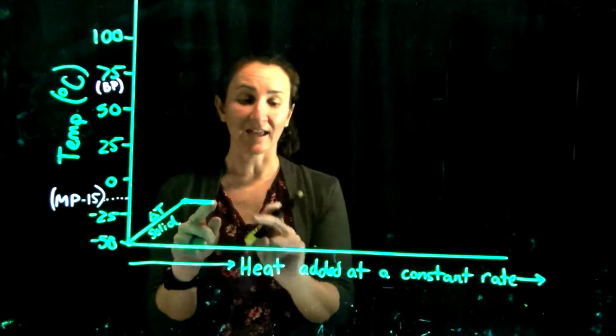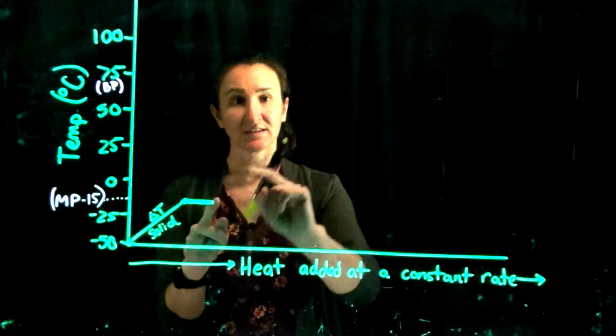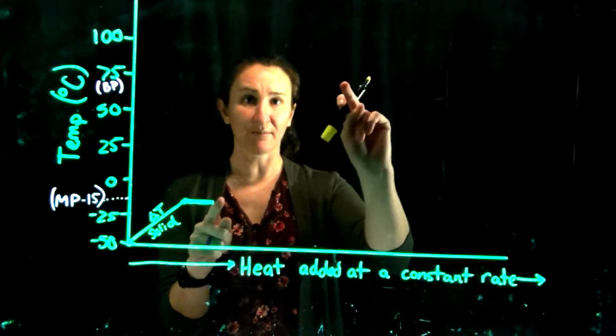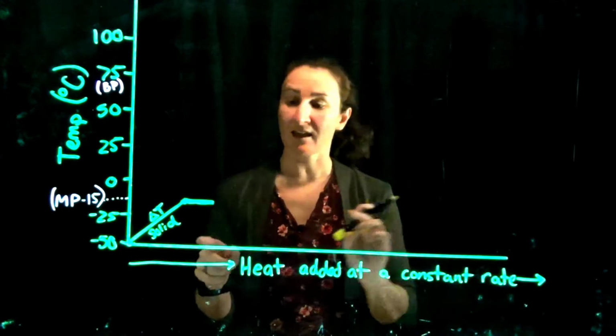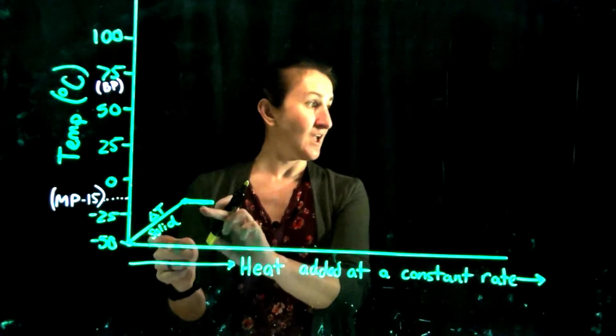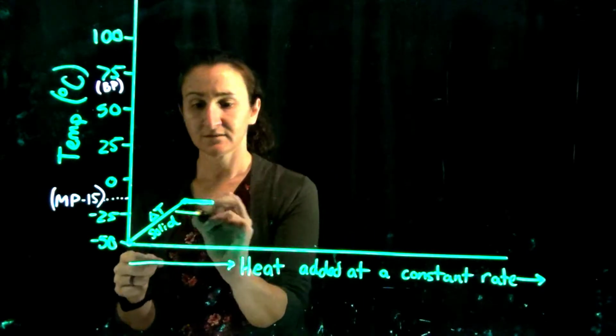But now we're going to add temperature. We're going to add more heat. What does that heat do? It changes the temperature. So now we're going to start to climb again. Now, how am I going to climb? So we had a specific heat here of 3 joules per gram Celsius.